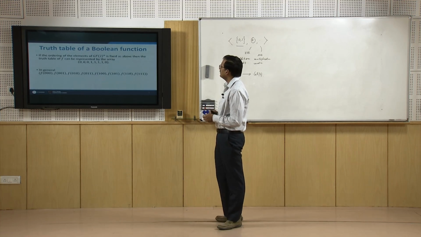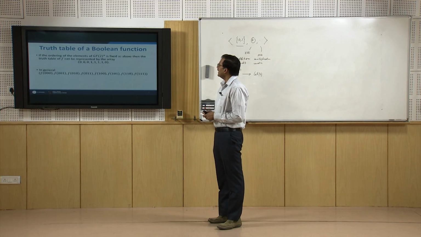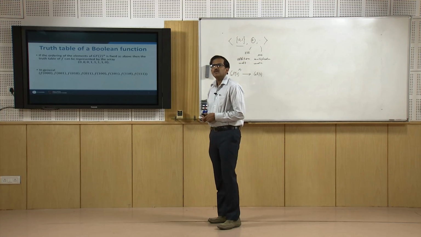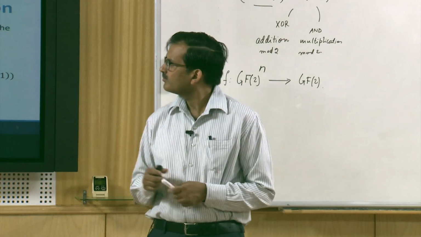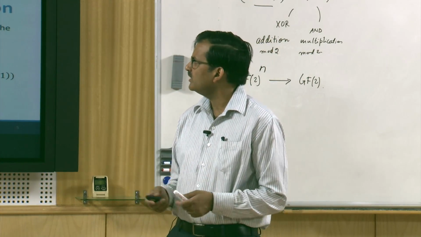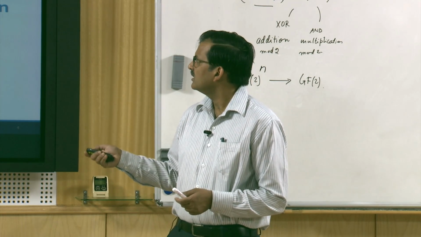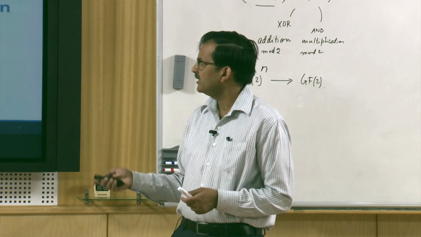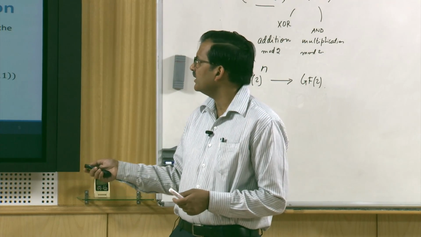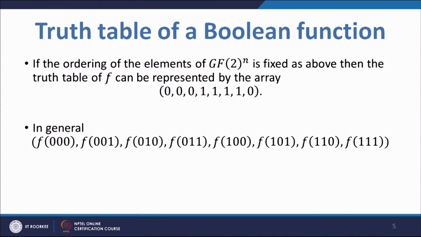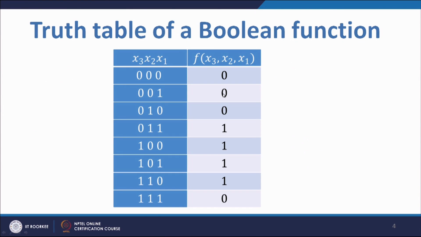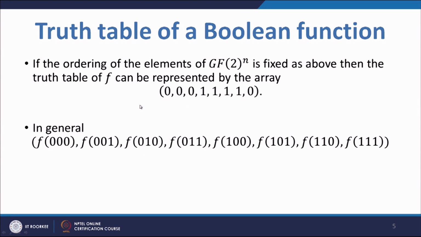We move forward to see another way of writing a truth table. If I assume that the ordering in which the elements of the domain come is fixed, and this is the order, then I can just write the string over here, which is the right hand side of this table. We can write one after another, and we can say this is my truth table, and I can always get the function from it.